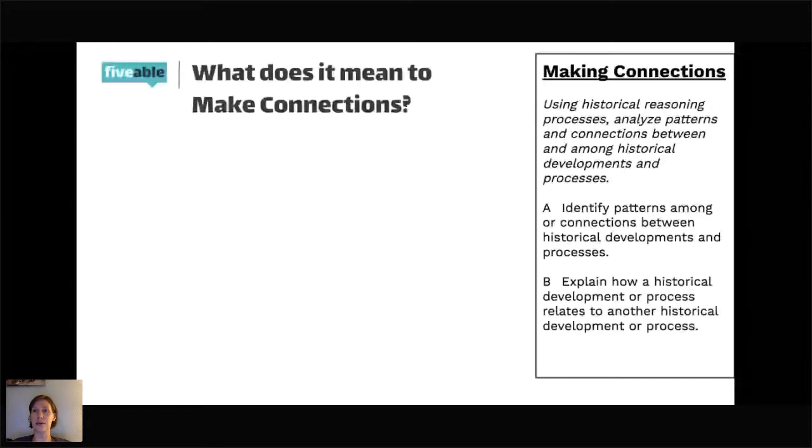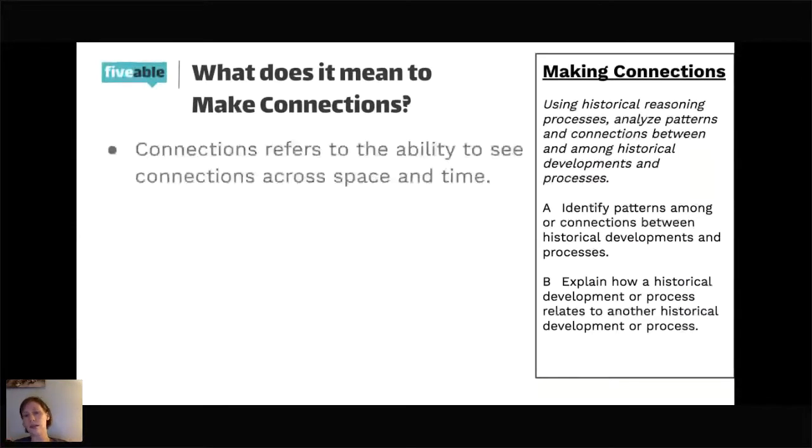So as we're thinking about making connections, here's the language on the right from the College Board. It says, using historical reasoning processes, analyze patterns and connections between and among historical developments and processes. And then there's kind of two subtopics within that. Let me break down what this means.